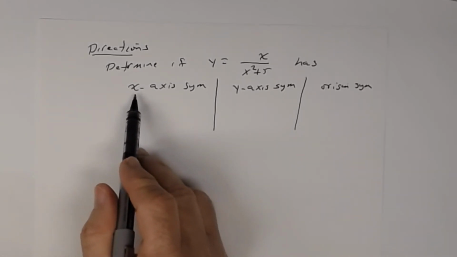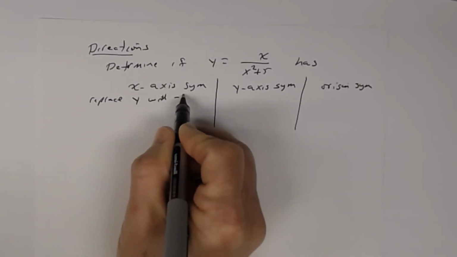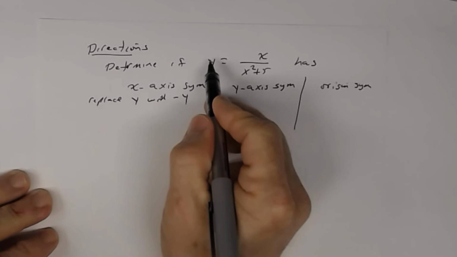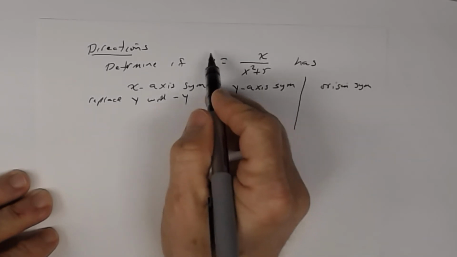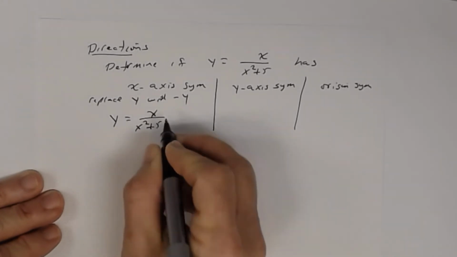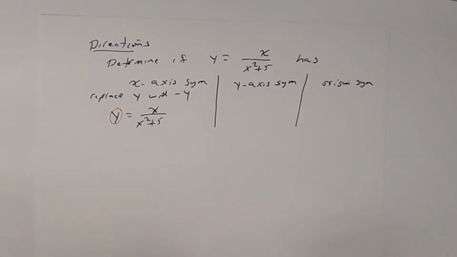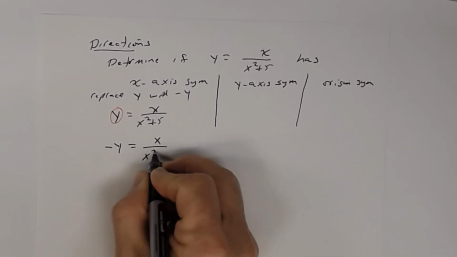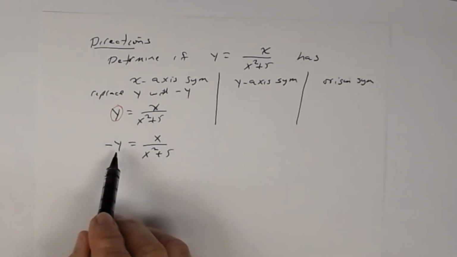All right, so to determine if it has x-axis symmetry, remember x-axis, you replace y with negative y. Okay, so this right here, you're going to replace with negative y. And notice all the others are x's, right? So do you leave those alone? This is the only one you do. So if you want to rewrite, you can rewrite it. Let's do this. Okay, so if we stay consistent, I'm going to circle this. So I'm going to replace this with negative y. So negative y equals x divided by x squared plus 5.